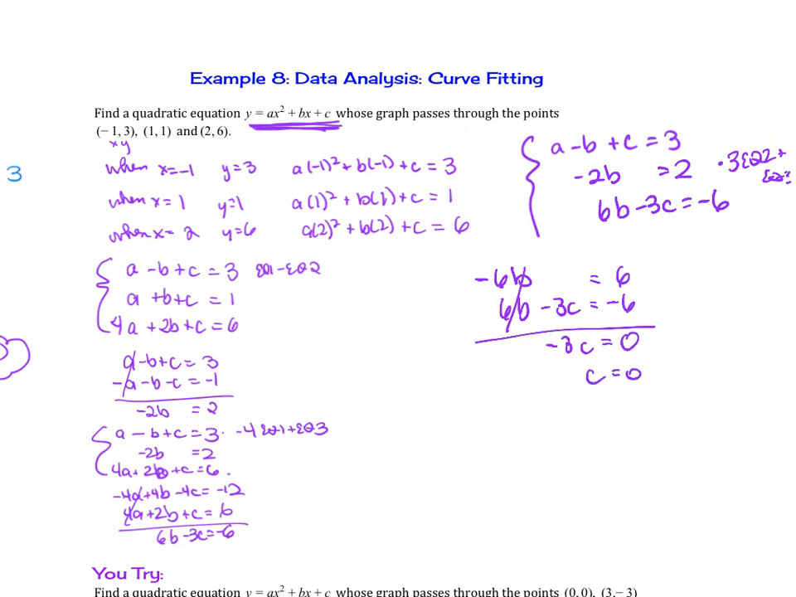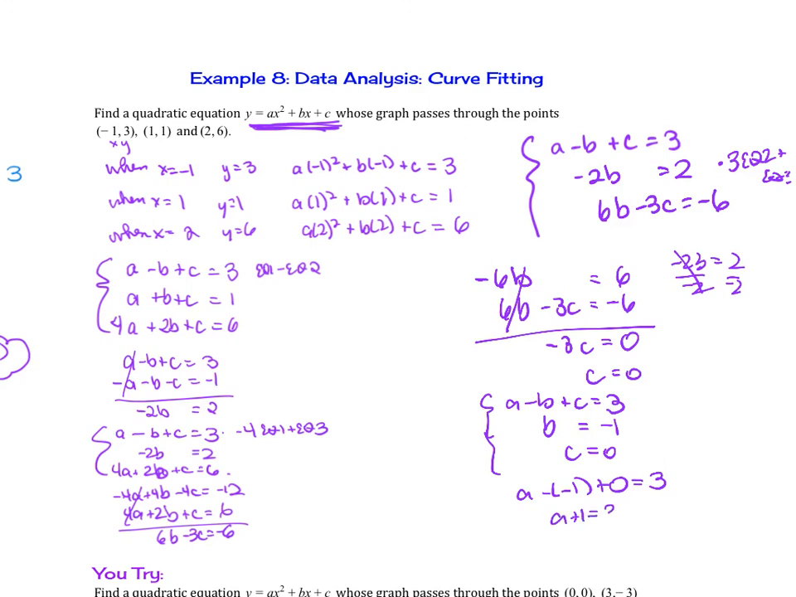And then let's go ahead and simplify. c equals 0 here. So this is a minus b plus c equals 3. We get negative 2b equals 2. Let's simplify that right now and make that b equals negative 1 and c equals 0. So now we're going to back substitute. We need to solve for a. So a minus negative 1 plus 0 equals 3. So a plus 1 equals 3, or we get a equals 2.